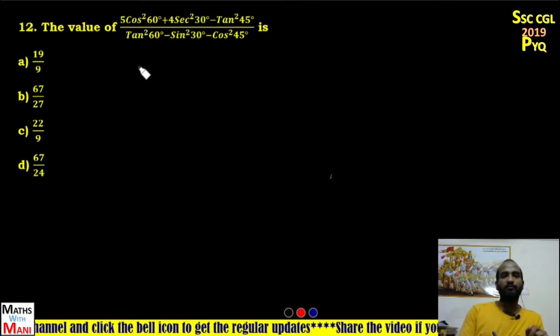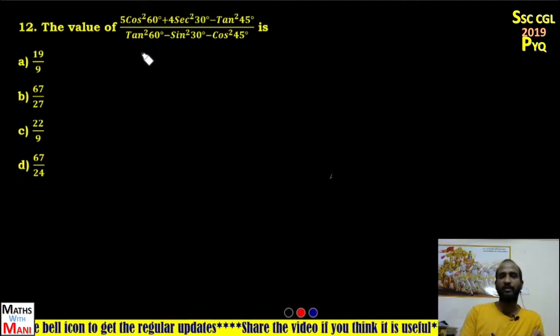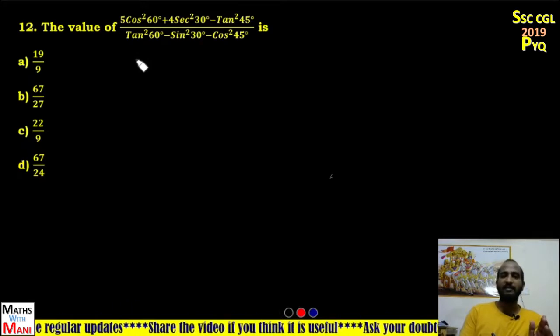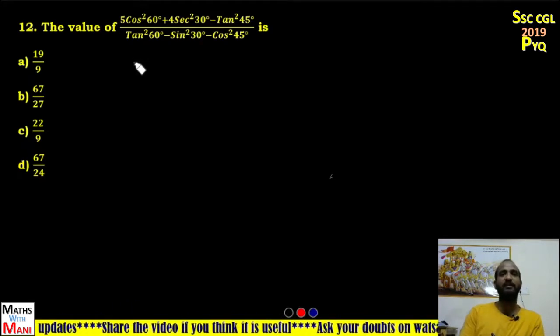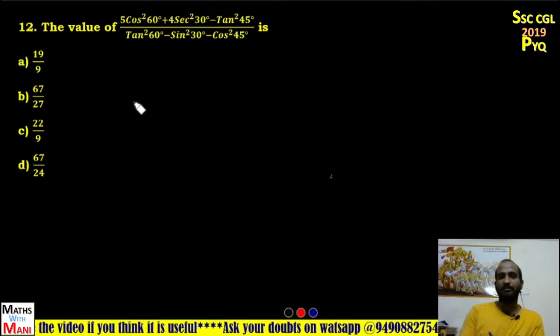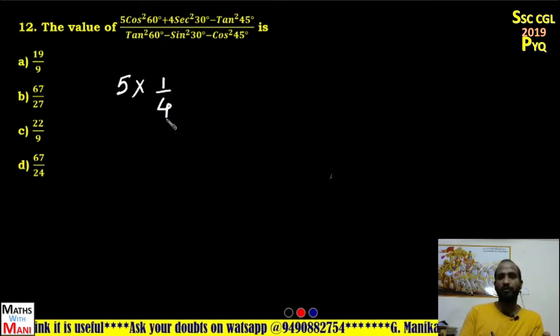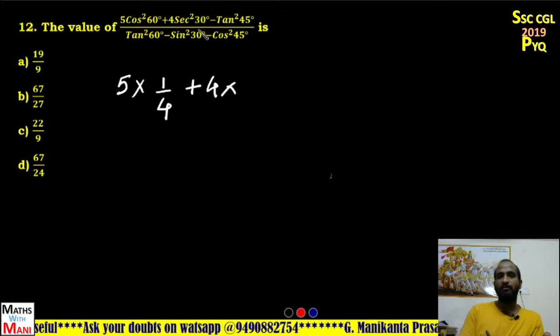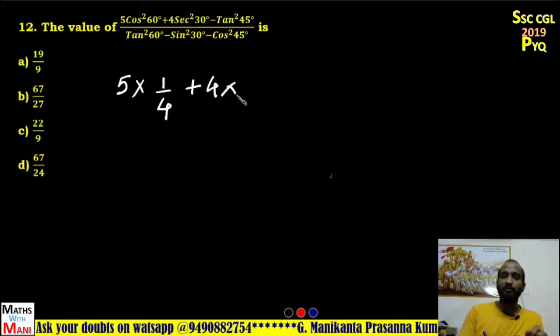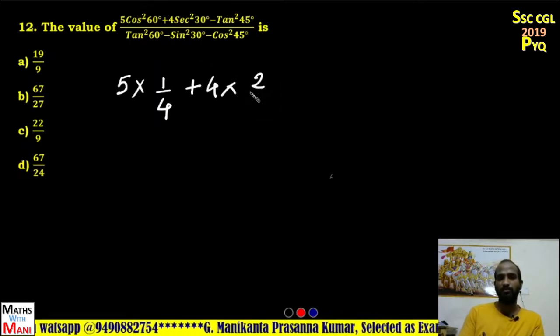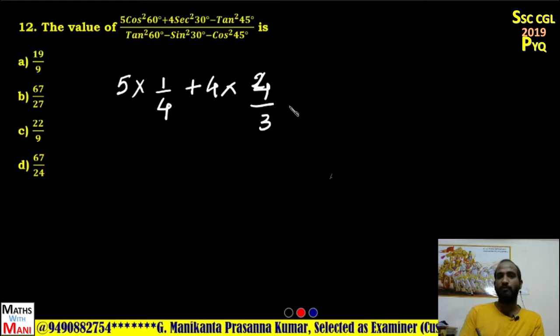The value of 5 cos square 60 plus 4 secant square 30 minus tan square 45, by tan square 60 minus sin square 30 minus cos square 45. Here 60, 30, 45 are the specific angles. We already revised the formulas of these specific angles. So tell me, 5 into cos square 60. Cos 60 is 1 by 2, 1 by 2 whole square is 1 by 4, plus 4 into secant square 30. What is the value of cos 30? Root 3 by 2. So the inverse of cos means secant. So 2 by root 3 whole square means 4 by 3.